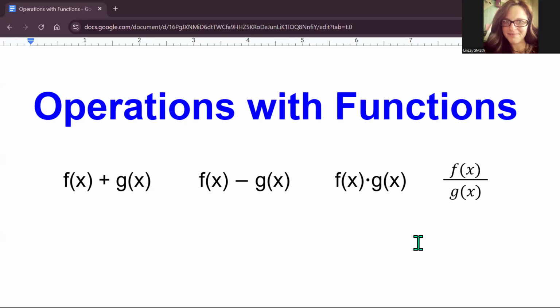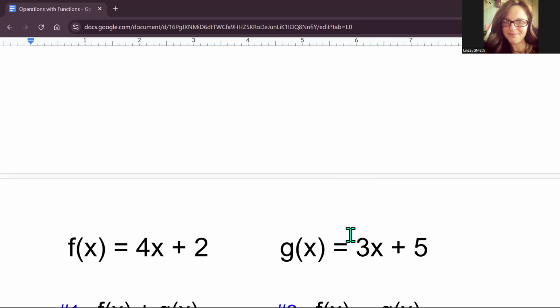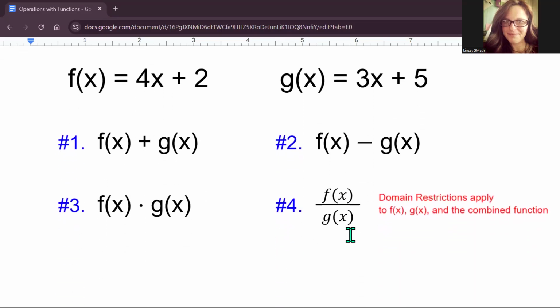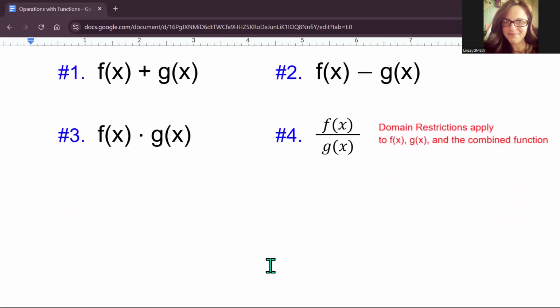Welcome to our session on operations with functions. We're going to add, subtract, multiply, and divide two functions together. We're going to take a look at these four problems. You can always pause the video and try them before we go through them. All right, here we go. Taking a look at numbers 1 and 2.